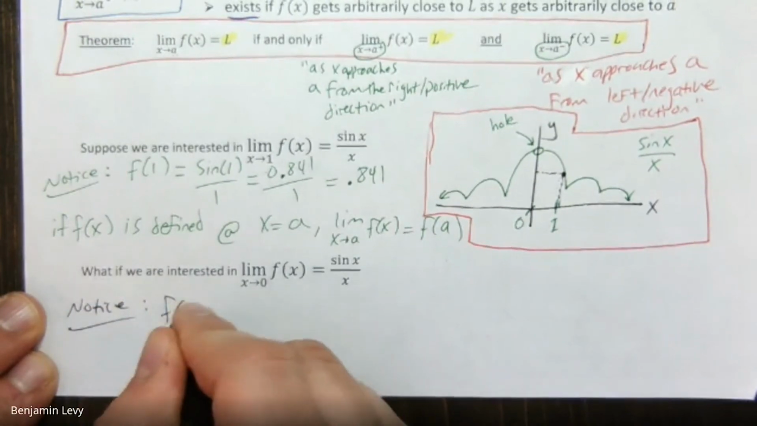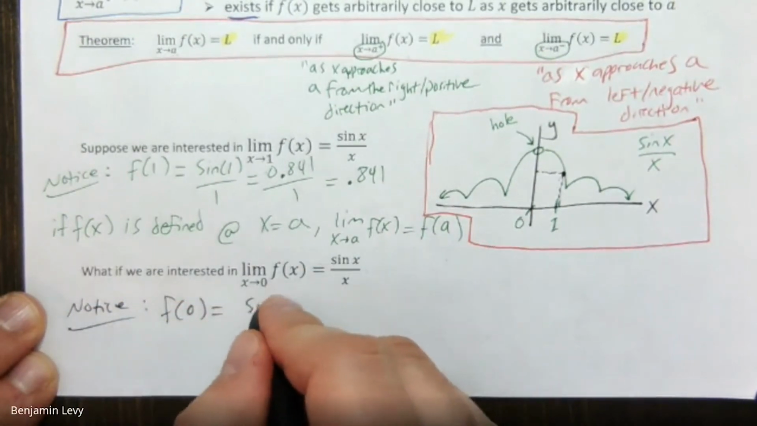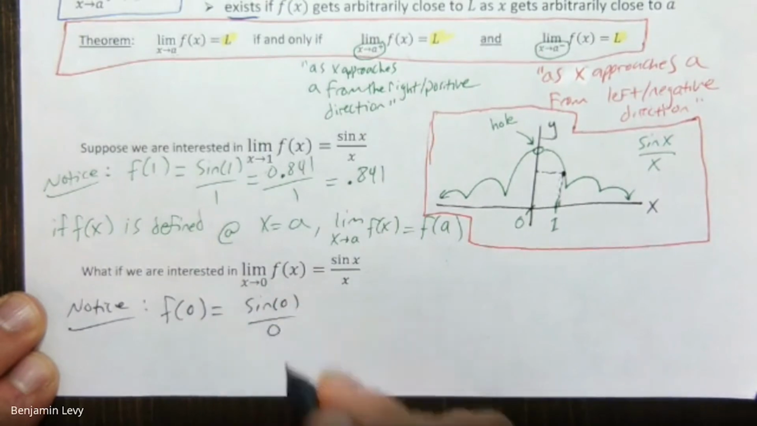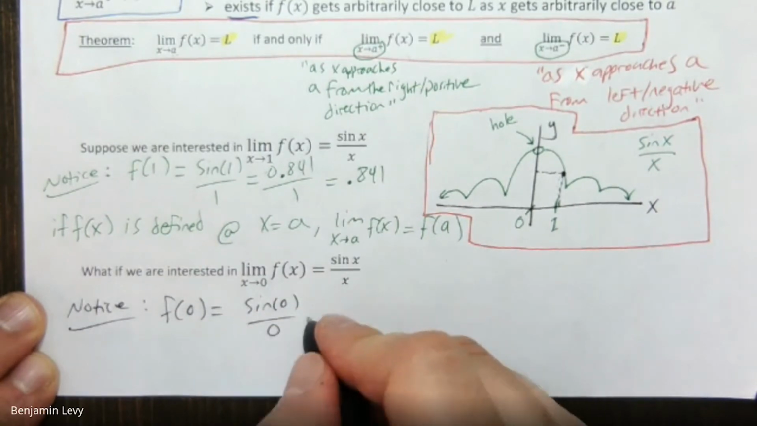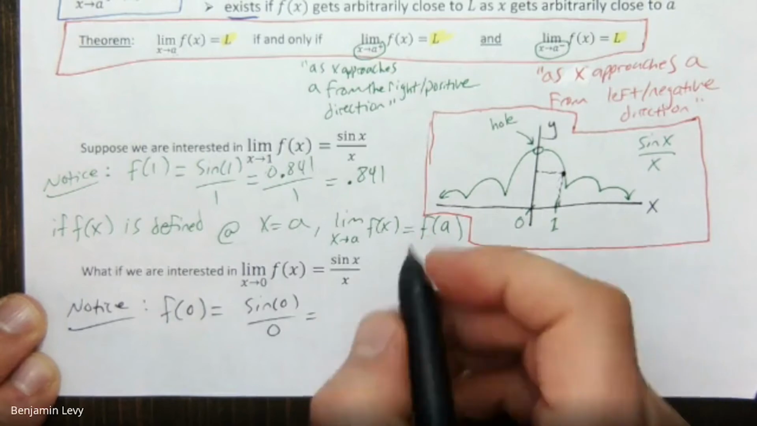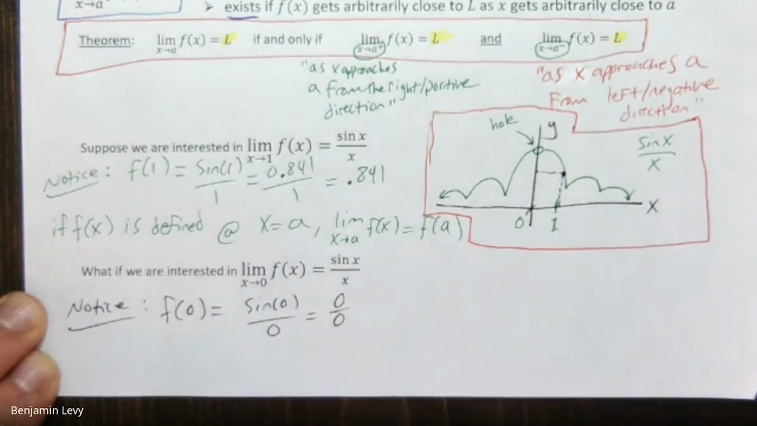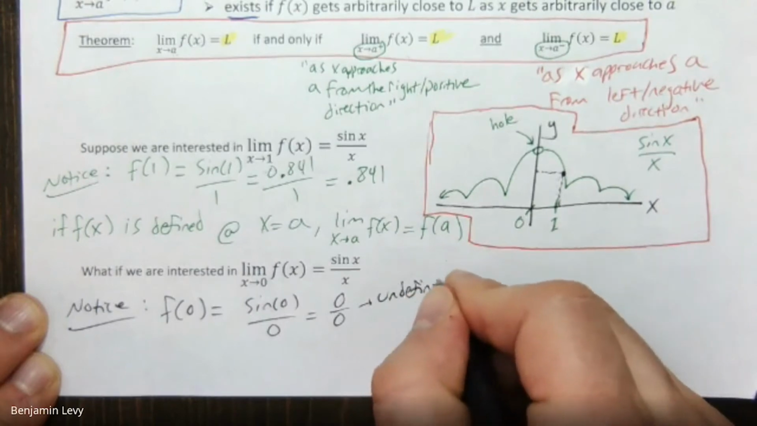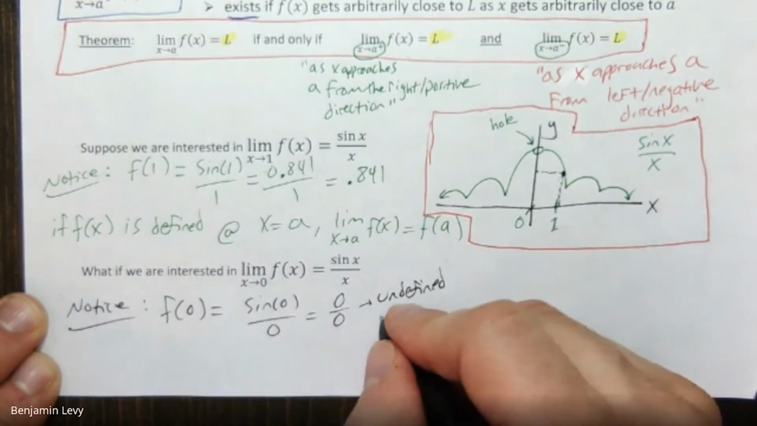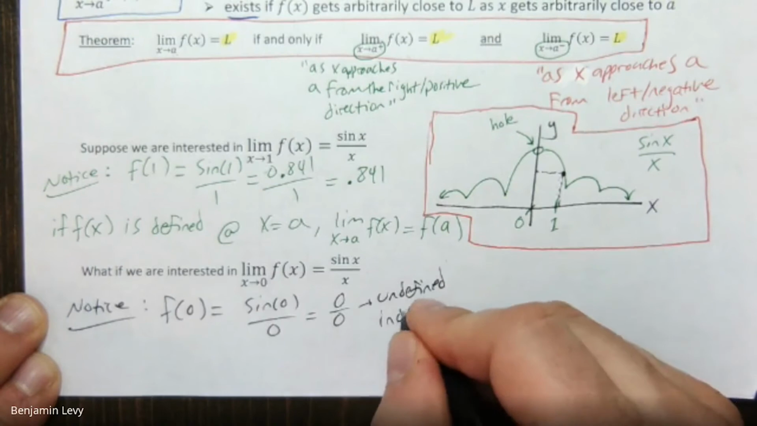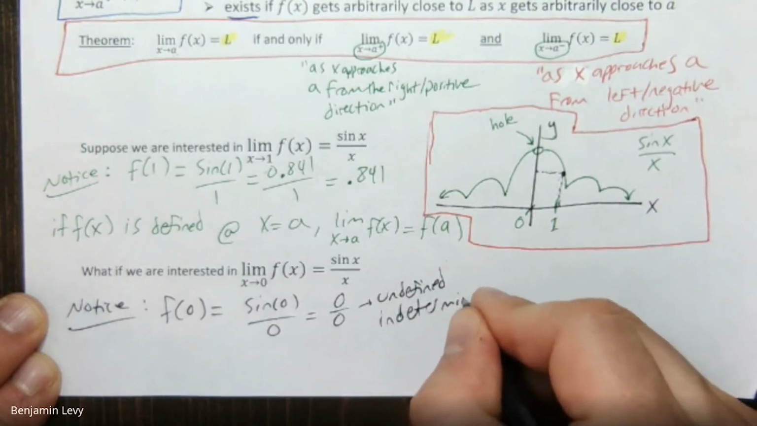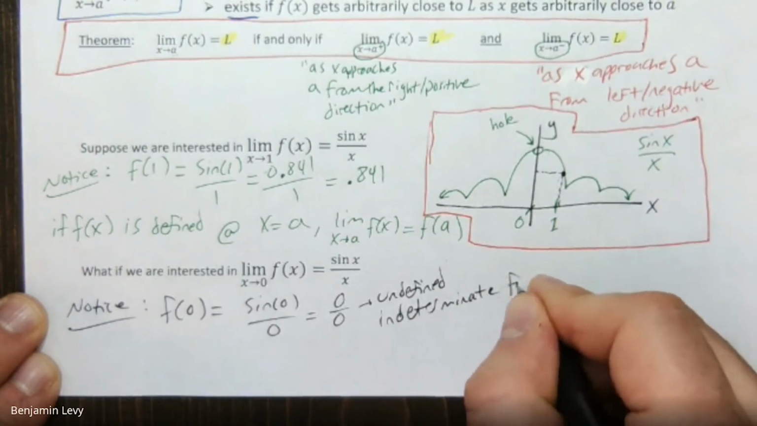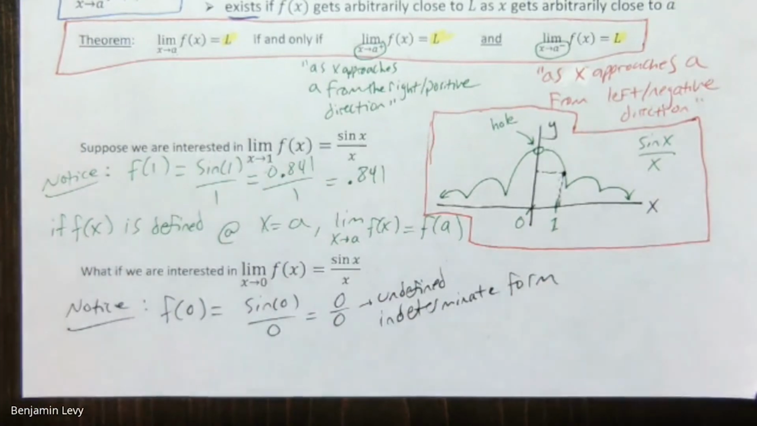if you try to plug 0 in, you get sine of 0 over 0. That's a problem because sine of 0 is also 0. So you get 0 over 0. This is undefined, or also known as an indeterminate form. And so that's no good. We can't just plug 0 in.